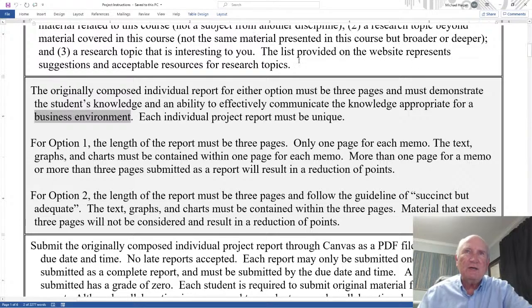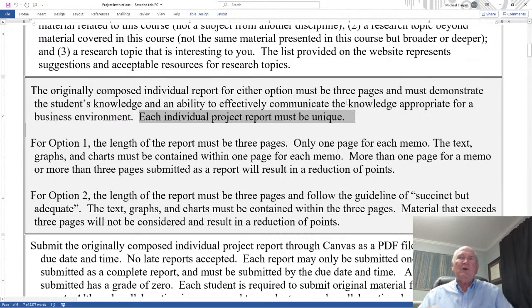Each individual project must be unique. Every person writes their own. Now, at this point, a lot of times there are students from another country where English is their second language. They feel uncomfortable trying to write. You can get help, but I want you to write it yourself because I don't really grade, and I don't mind if the grammar is not exactly how you would do it in America. That doesn't matter to me. What matters to me is the content, that you say what you know, and you say it in a business sense. That's what's important to me.